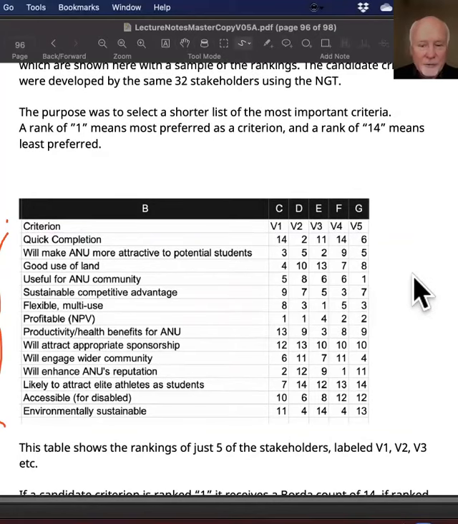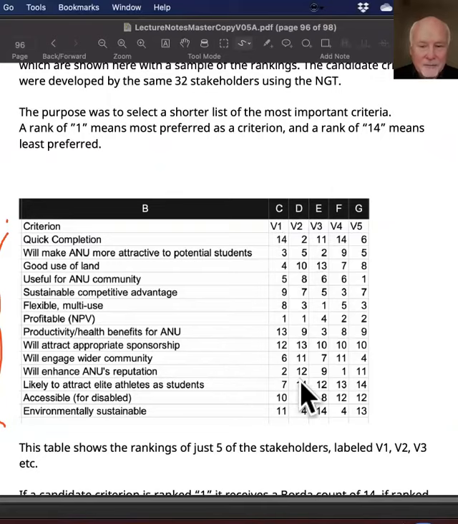And then we got them to vote. What I'm showing you there is just the votes of 5 of these students. The student I've called V1 here gave quick completion a ranking of 14, which is the lowest, and they ranked profitable as the first. So when they ranked these criteria, at the top of the list was profitable, at the bottom of the list was quick completion, and what was number 2?